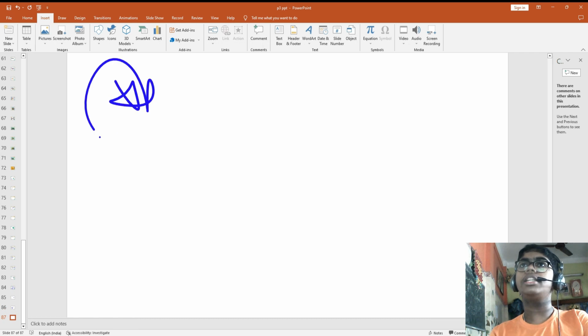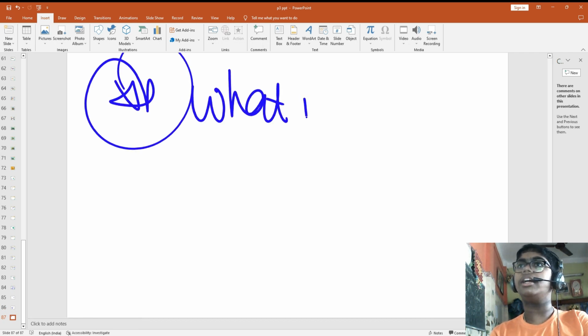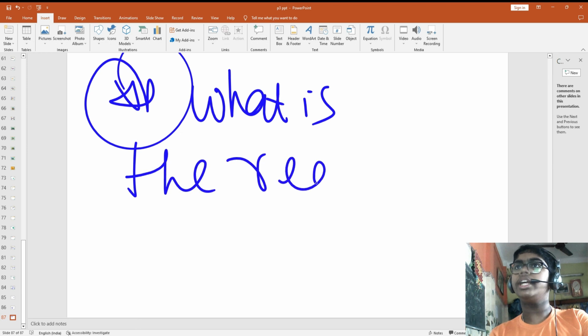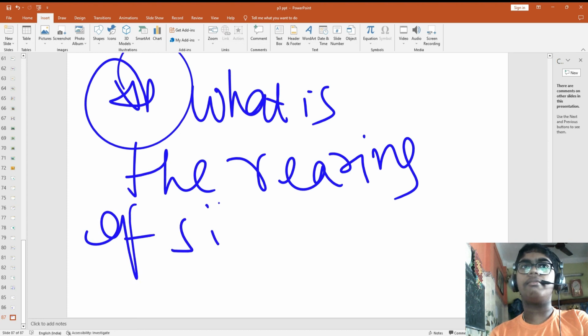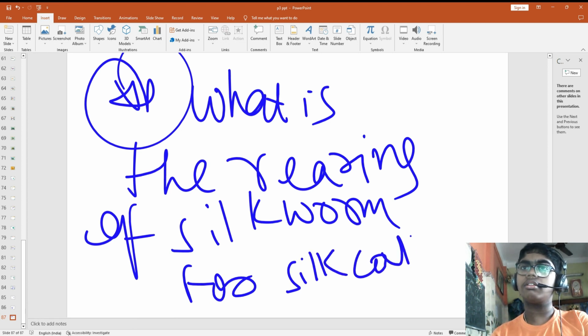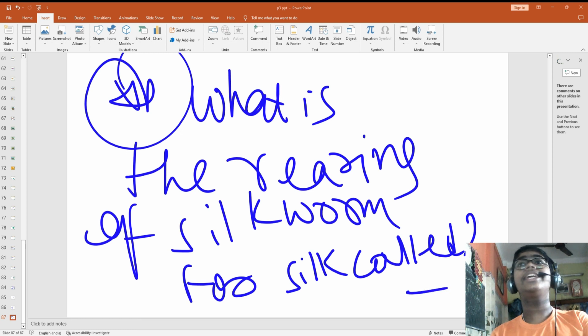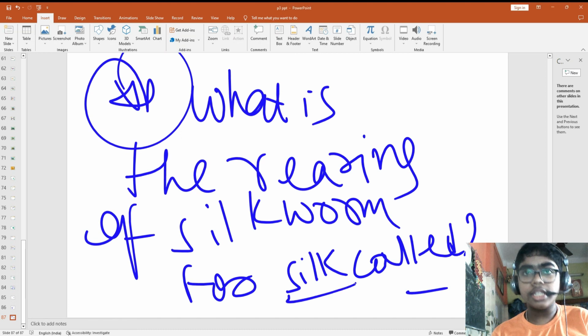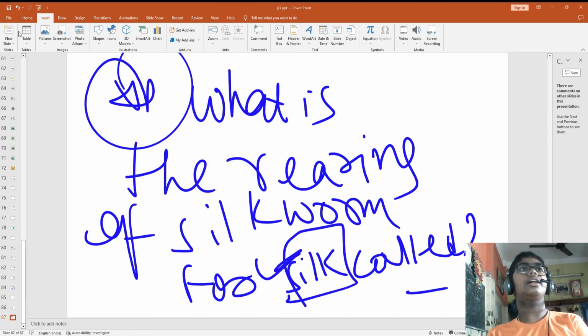Now tell me one thing: what is the rearing of silkworm for silk called? Yes, see, silkworms do not give us food production, but we are considering them under animal husbandry. Why? Because they give large production of silk.